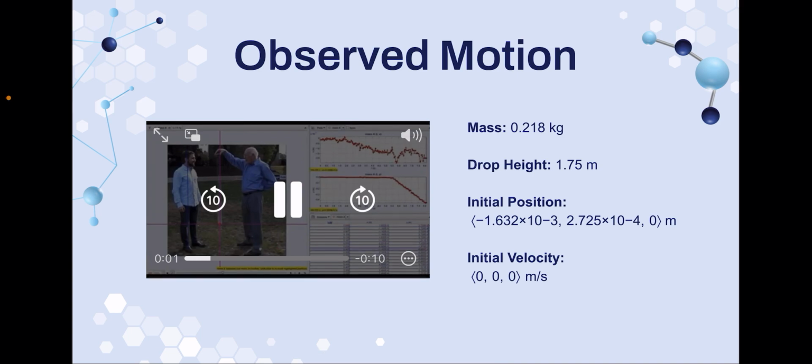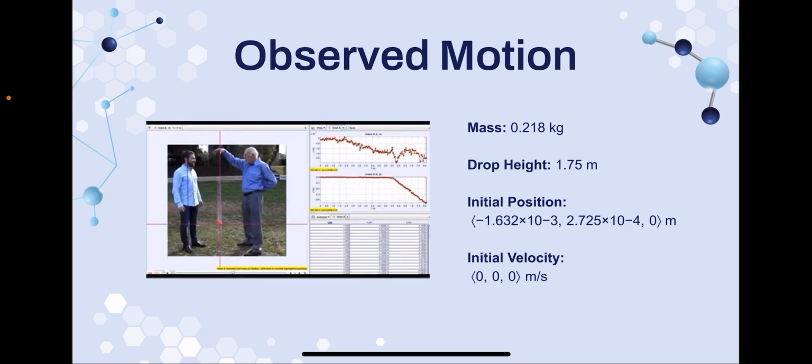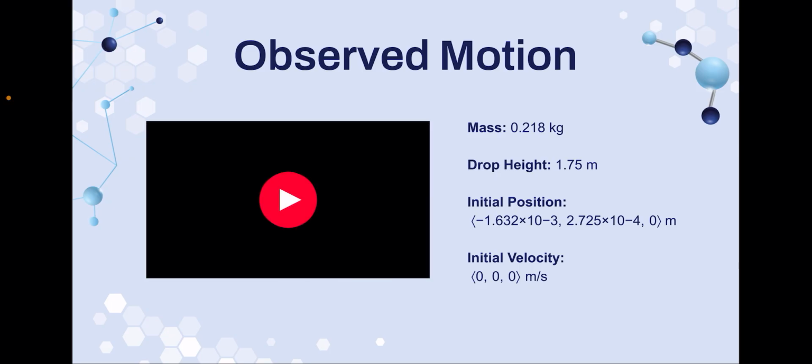Observed motion. In our observed motion slide, you can see the data we extracted from Tracker. A Slinky was dropped from 1.75 meters and the bottom point started with zero velocity. When we tracked the position of the Slinky's bottom over time, its motion was almost perfectly flat. At first, the bottom literally just hovers. It doesn't fall until the collapsing wave of tension travels from the top to the bottom. That delay is the reason we see the floating effect.